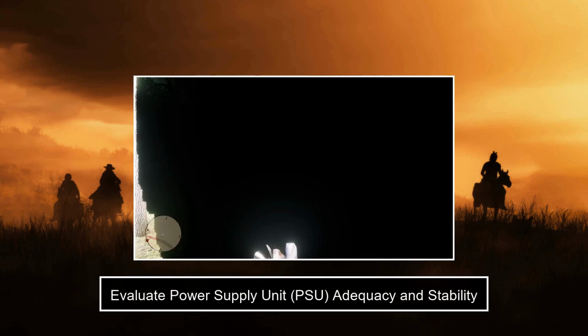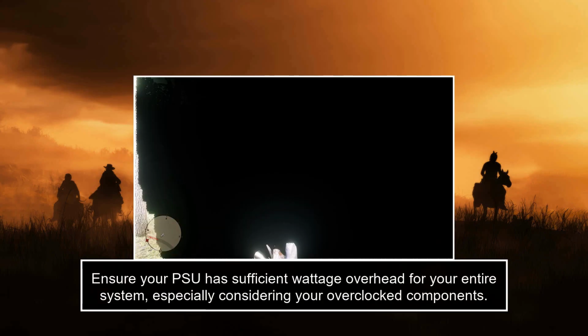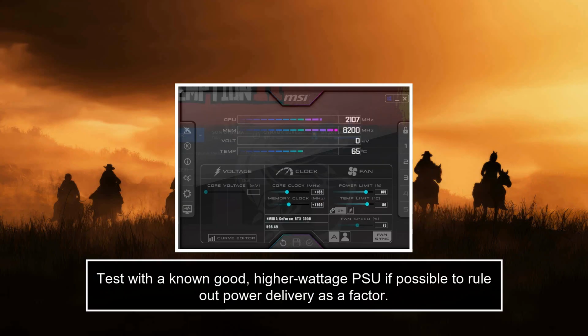Evaluate power supply unit, PSU, adequacy and stability. An insufficient or aging power supply unit can struggle to provide stable power to an overclocked GPU under full load, leading to voltage drops and system instability that manifest as black screens. Ensure your PSU has sufficient wattage overhead for your entire system, especially considering your overclocked components. Test with a known good, higher wattage PSU, if possible, to rule out power delivery as a factor.